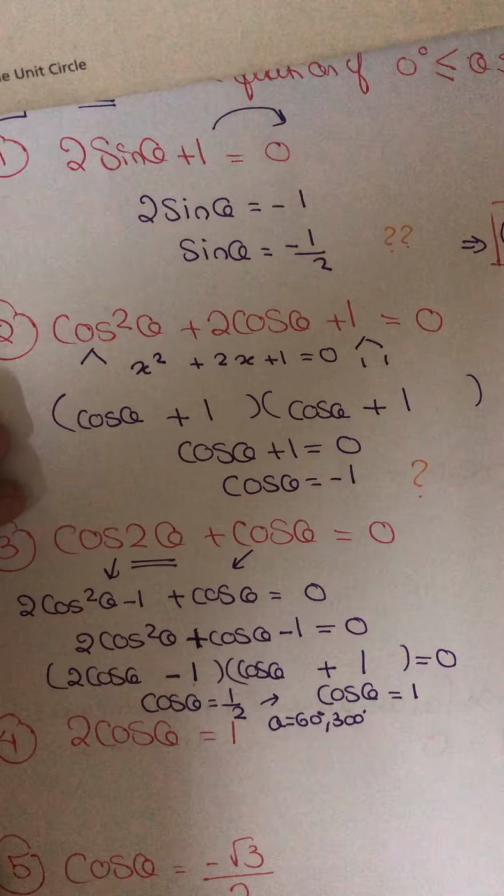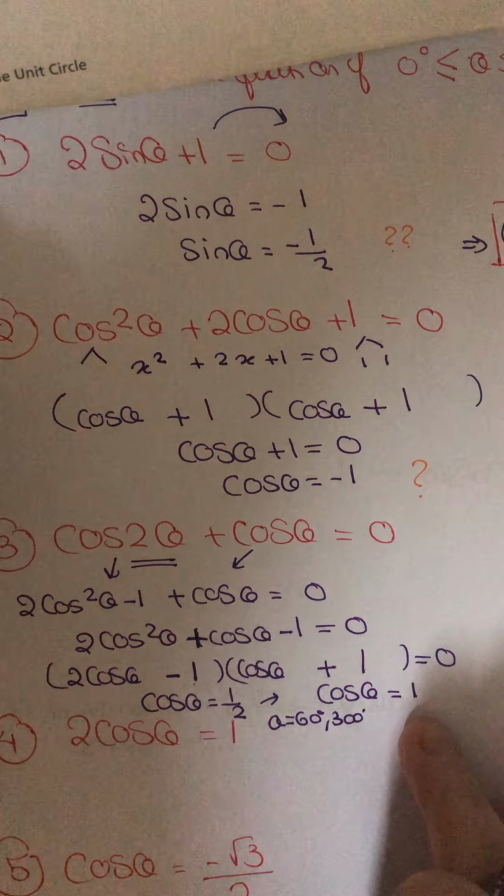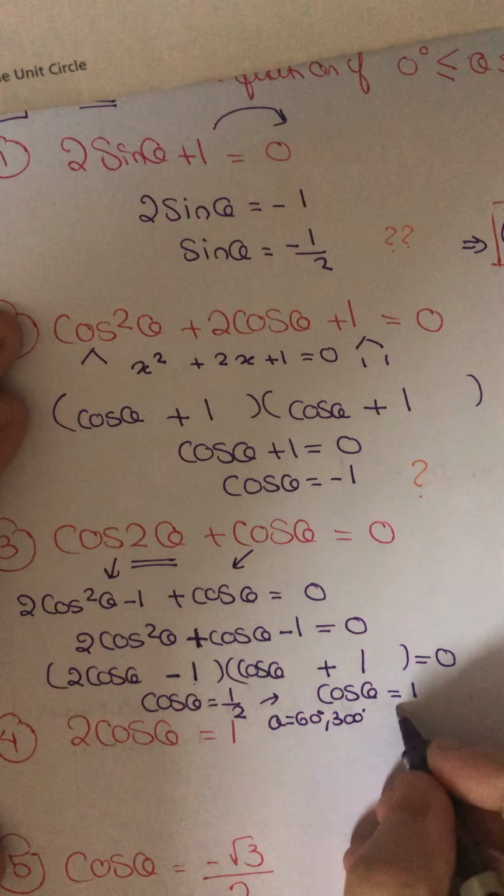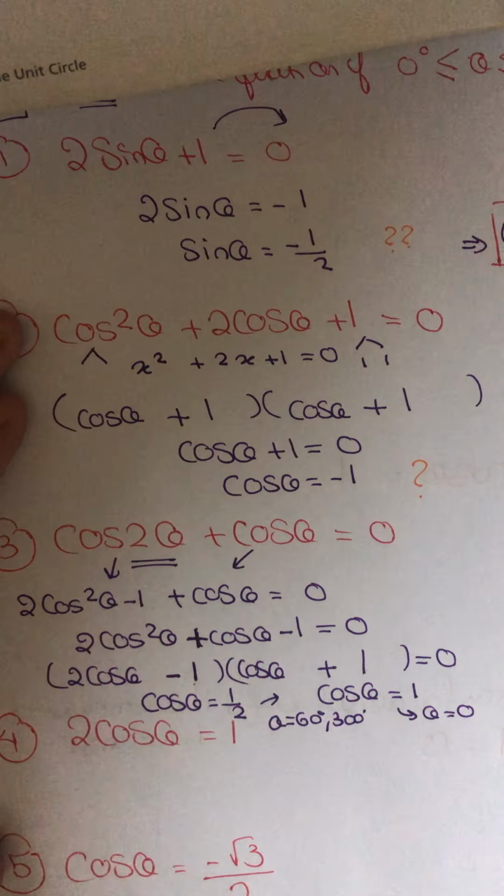The camera is not clear. When is cosine theta equal to 1? It happens only at theta equals to 0 degrees.